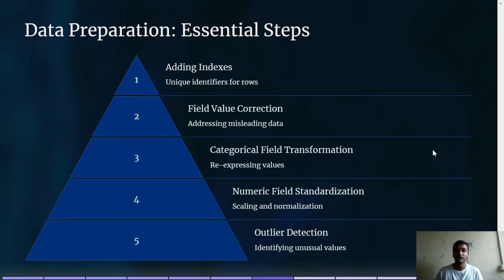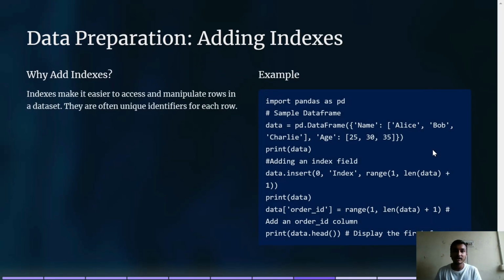In this video, we are going to learn about data preparation and its essential steps. We will learn how to add indexes, how to address misleading data, how to express categorical field values, and numerical field standardization, and outlier detection. Okay, so first start with adding indexes.